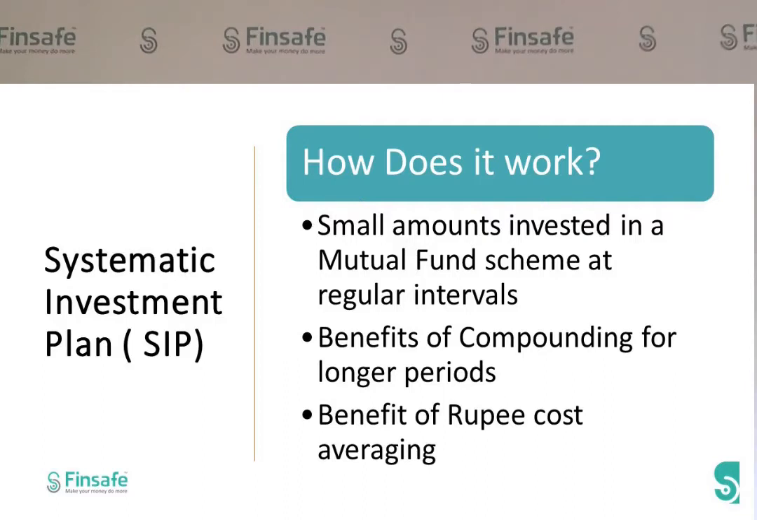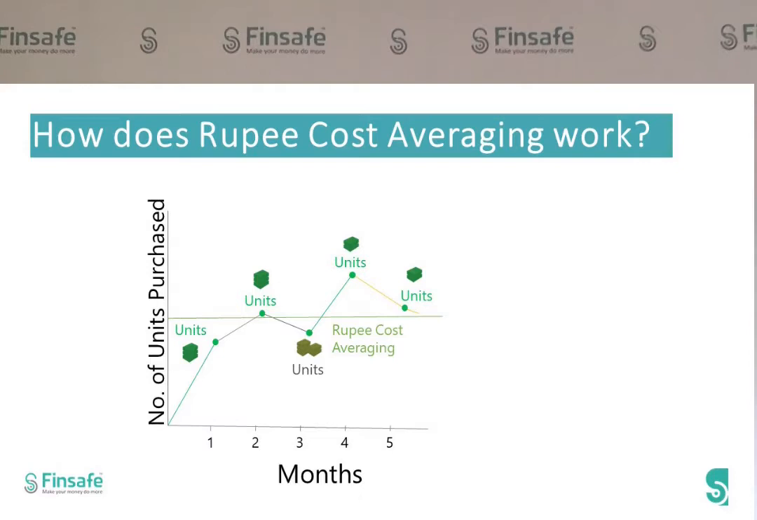Now, the biggest benefit of the SIP is that it really helps you in averaging your costs, because you're going to be buying units at different levels. So sometimes when the market is high, you'll get less units. When the market is low, you'll get more units.